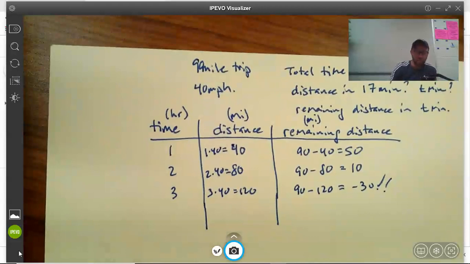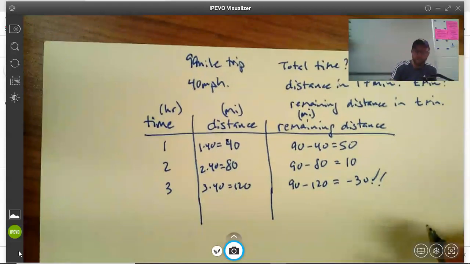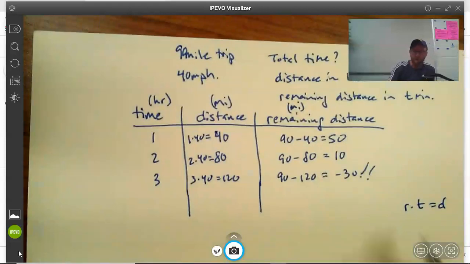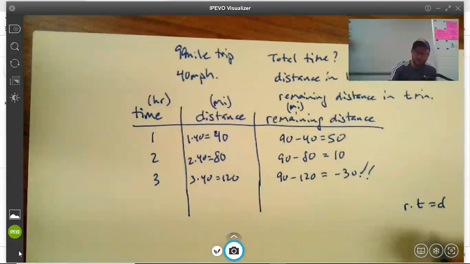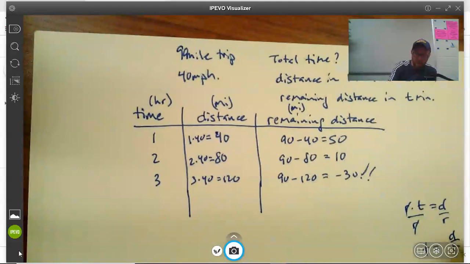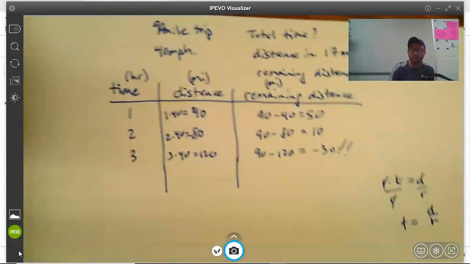Well, one thing that we can do here, we can bring in our formula for distance, rate, and time. We have rate times time equals distance. We know rate, we know distance. We just want to solve for time, so I'm going to divide by rate on both sides. Rate cancels with rate. And we have time equals distance over rate.